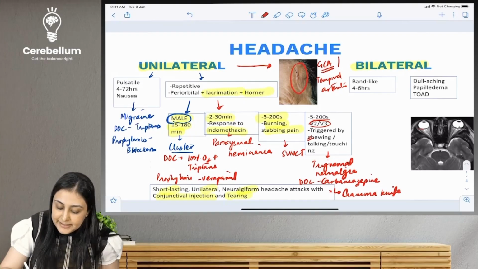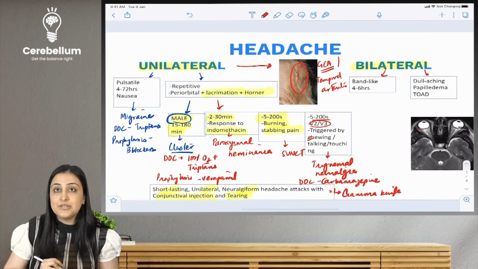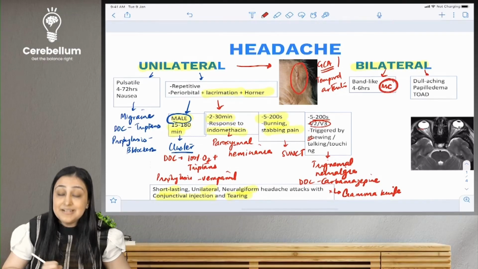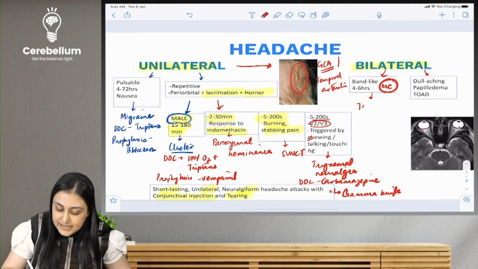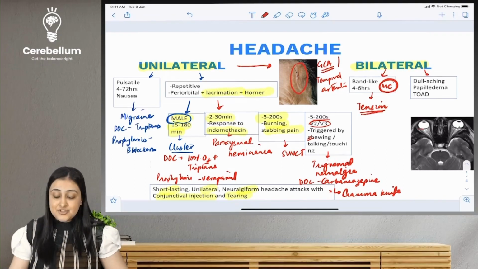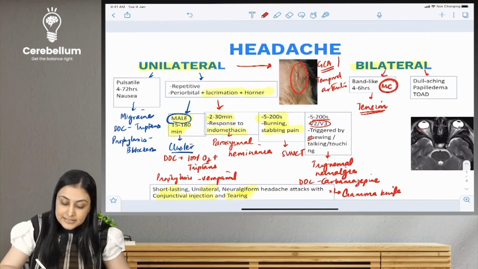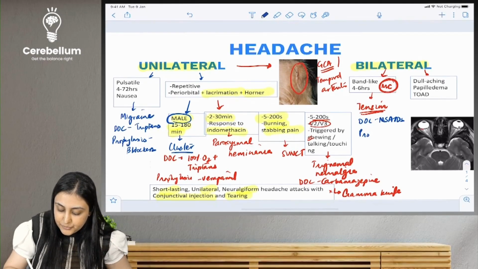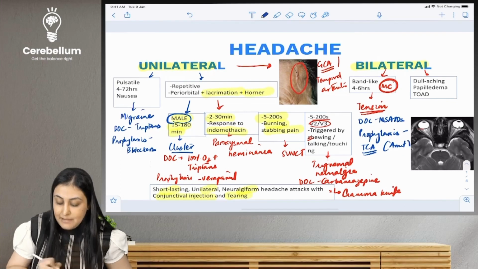Okay. If the headache is bilateral, two things. If it is band-like, 4 to 6 hours, one of the most common types of headaches, this is tension headache, right? Something that we all have, tension headache, bilateral band-like headache. Here, what is the drug of choice? Here, the drug of choice is going to be nothing but NSAIDs. However, for prophylaxis, what do you want to give? For prophylaxis, drug of choice is TCA, particularly amitriptyline.